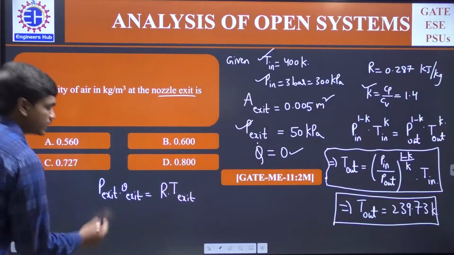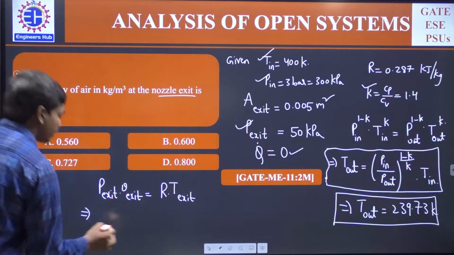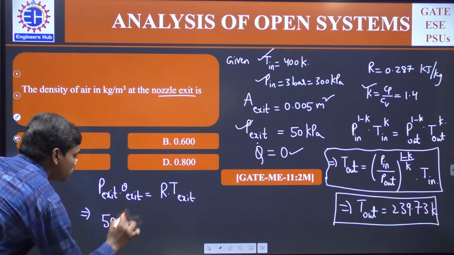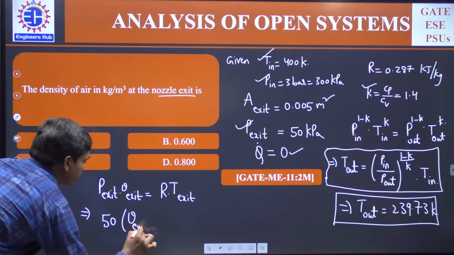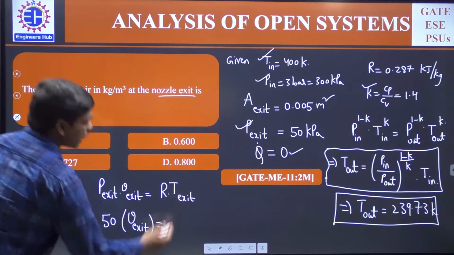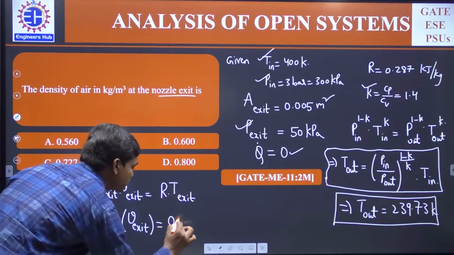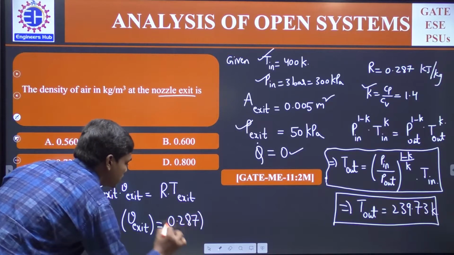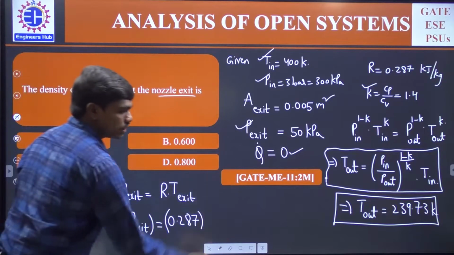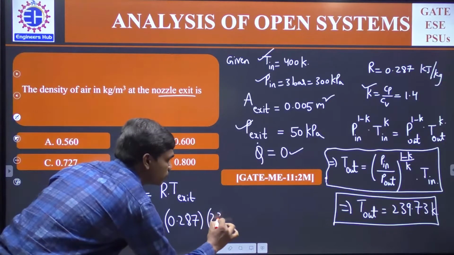PV is equal to RT. So P at exit is given as 50 kPa static pressure, into the volume at exit. This is what you need to find. R is 0.287. Since we substituted 50 in kilopascals, this 0.287 should be in kilojoules. So 239.73, we are putting it here.